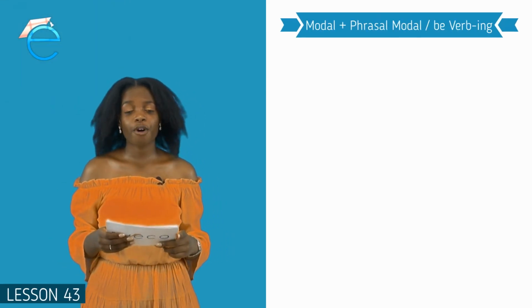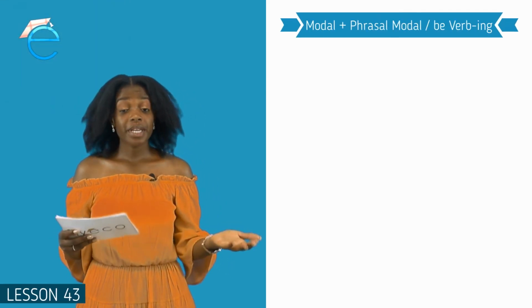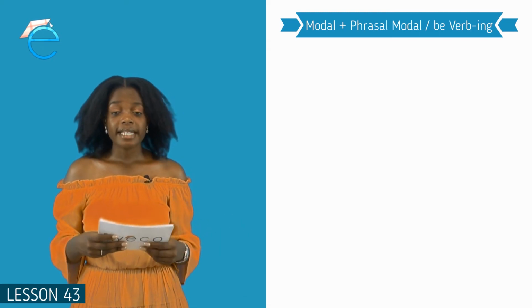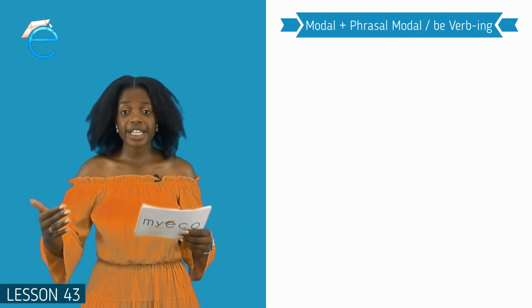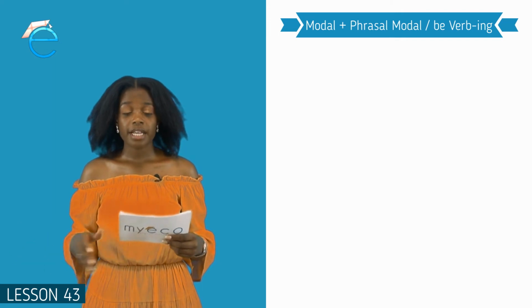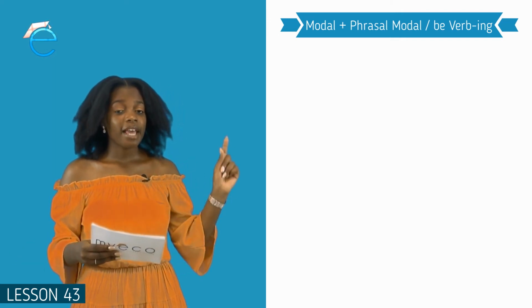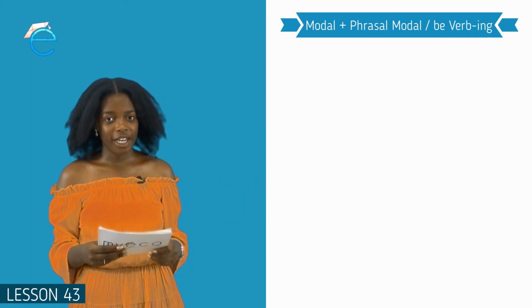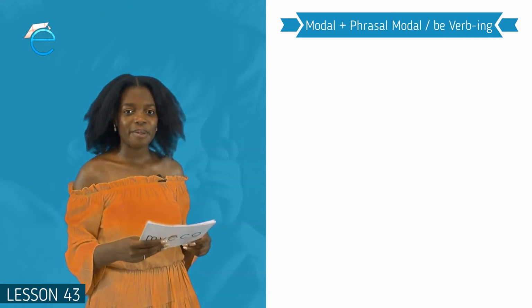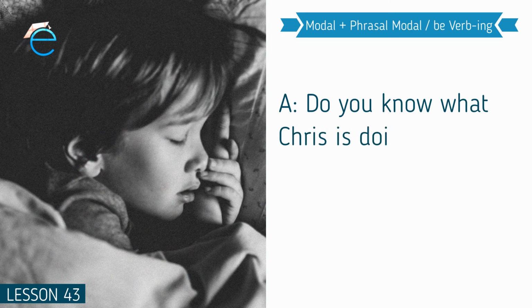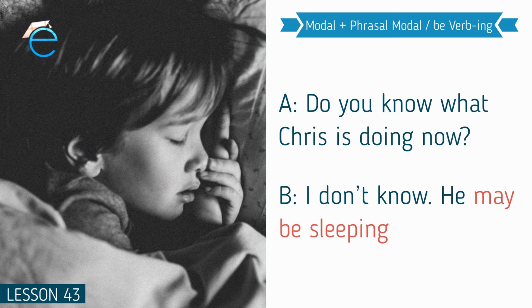Okay, so let's go back to having a look at progressive forms of modals. Remember, we said this means that something is continuously going on at the moment. And that's why progressive means that we're adding be plus, at the end of our verb, ing. Let's have a look at this example. Do you know what Chris is doing now? I don't know. He may be sleeping.